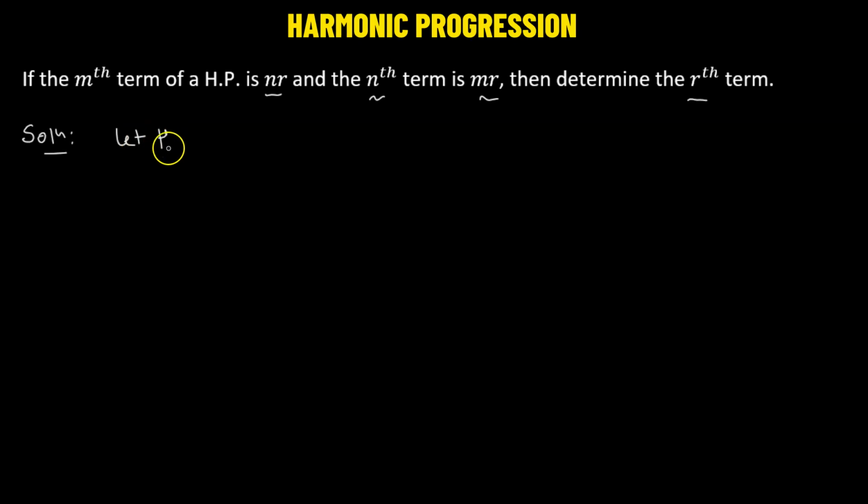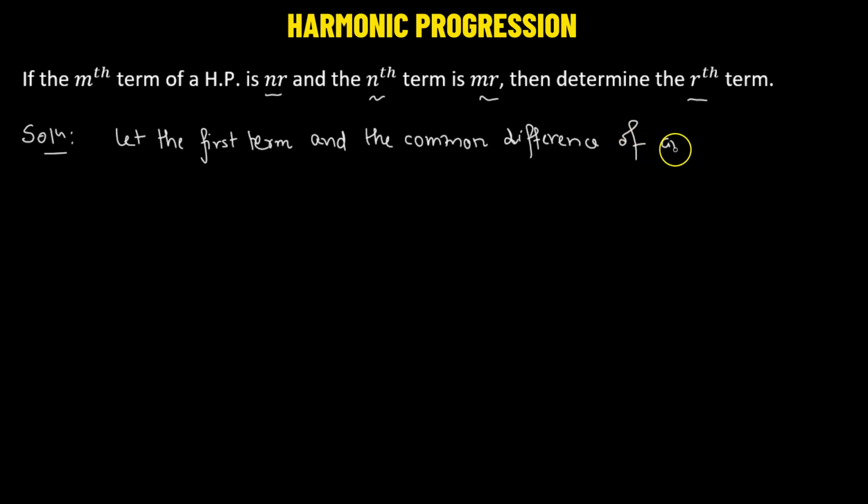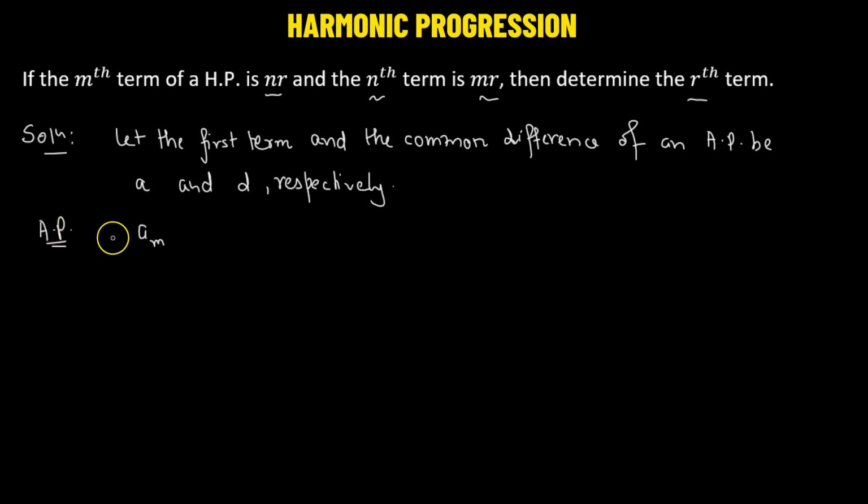So first we will consider the first term and the common difference of an arithmetic progression. So we're choosing an arithmetic progression first. Let the first term be denoted by a and the common difference be denoted by d respectively. Then, for the AP, the mth term is given by a plus m minus 1 times d. And the nth term, an, will be equal to a plus n minus 1 times d.